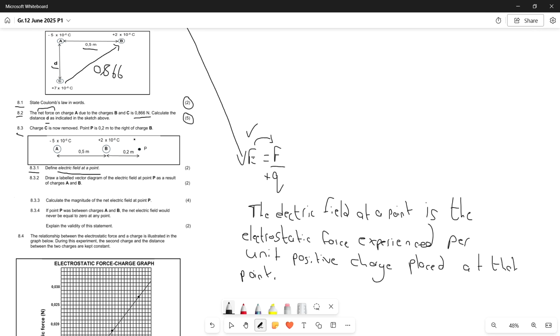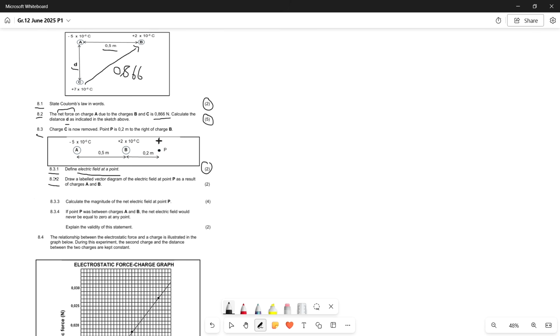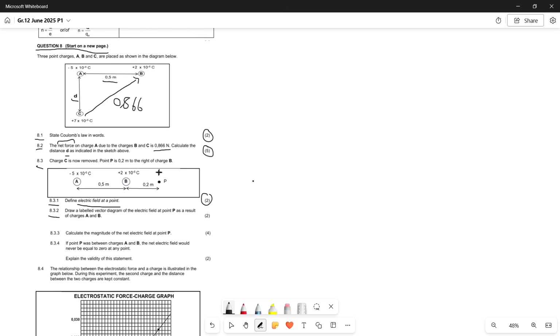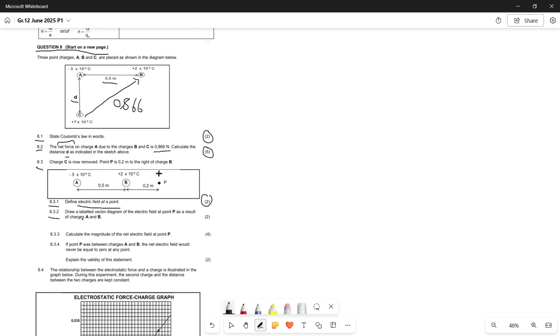The positive helps us orient ourselves when we do question 8.3.3 because the P is a positive charge over here. It is a positive speck of dust, and that helps us relate as to whether the B is repelling it or attracting it, and whether A is repelling it or attracting it when we do the magnitude of the net electric field. So that part is just important when it comes to another calculation, but this just earned us 2 marks, and that is how we link the words to this formula over here. And then 8.3.2, it says draw a labeled vector diagram of the electric field at point P as a result of charges A and B.